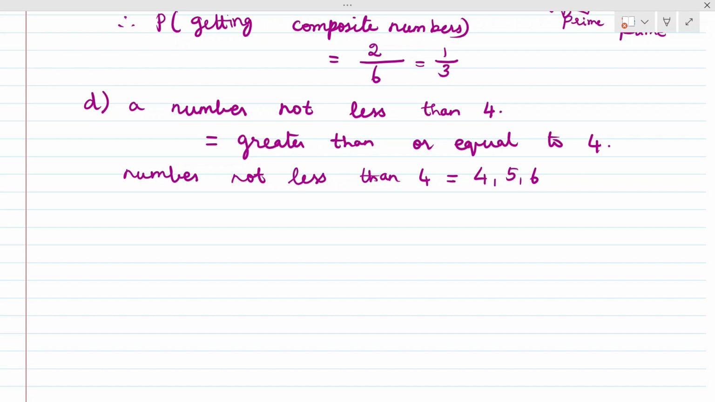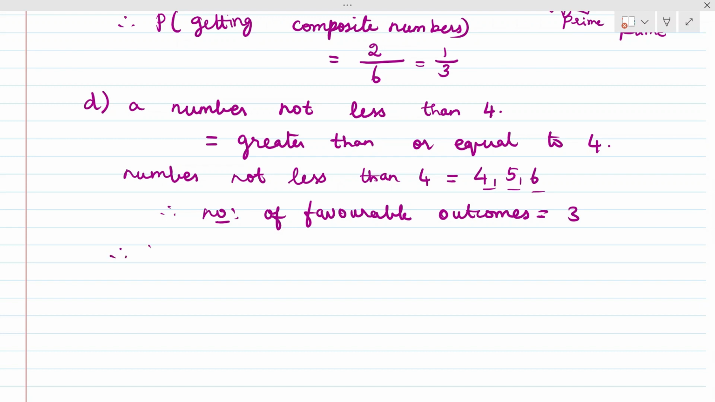It is equal to. So, that will also be included in this. Okay. So, therefore, the number of favorable outcomes, we'll write it that way. The number of favorable outcomes is equal to 3: 4, 5 and 6, 3.